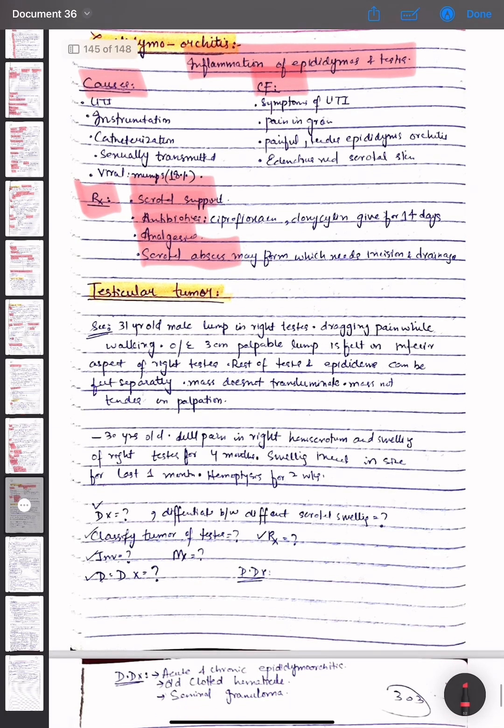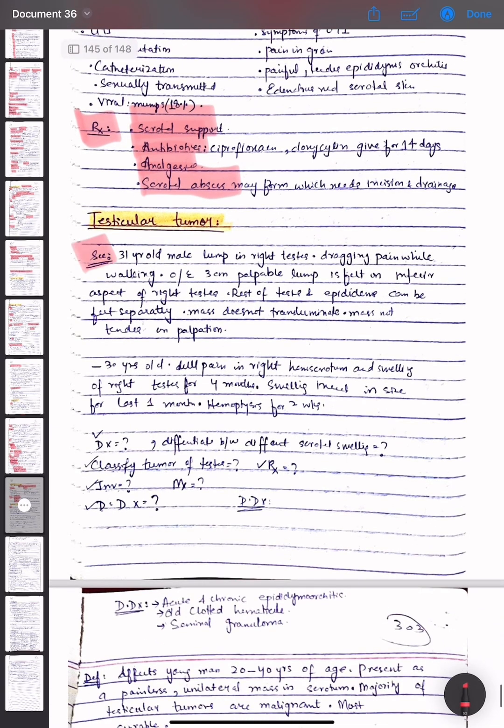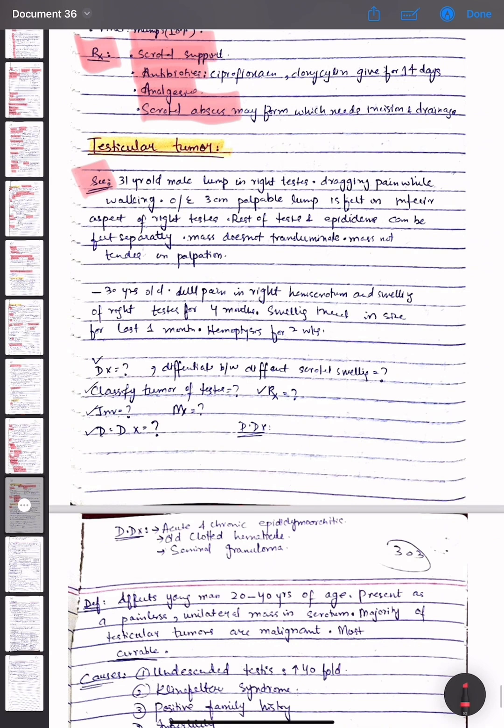Now coming towards the testicular tumor, we have the scenario that there is a 31-year-old male with a lump in the right testis, with dragging pain while walking. On examination, a 3 cm palpable lump is felt on the inferior aspect of the right testis. The rest of the testis and epididymis can be felt separately. The mass does not transilluminate. The mass is not tender on palpation.